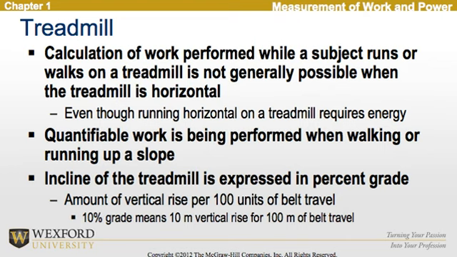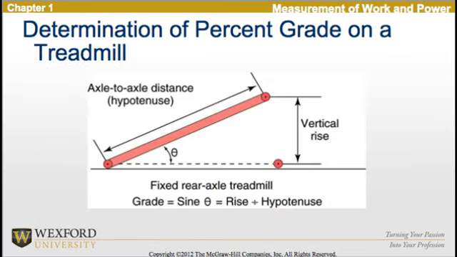So for the incline of the treadmill, it is expressed in percent grade, the amount of vertical rise per 100 units of belt travel. So in this case, 10% grade means 10 meters of vertical rise for 100 meters of belt travel. To determine the percent grade on a treadmill, you would look at the vertical rise, measuring the distance from the ground to the lifted axle, and divide that by the hypotenuse, the distance from axle to axle, and that would give you your grade.